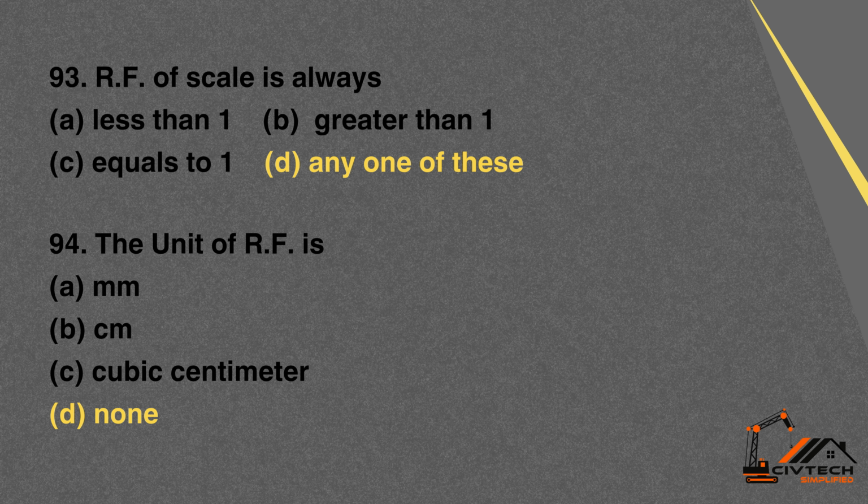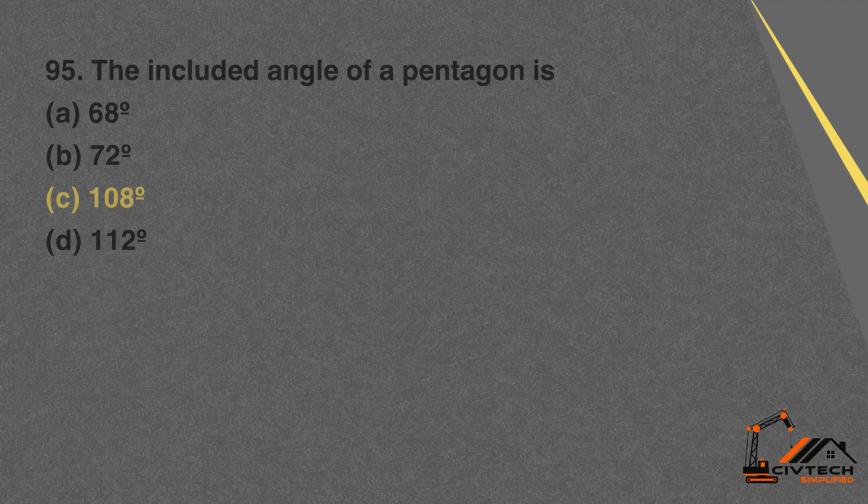94. The unit of RF is A. Millimeter. B. Centimeter. C. Cubic centimeter. D. None. Correct option D. None.